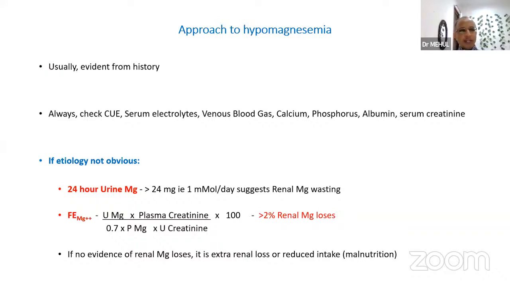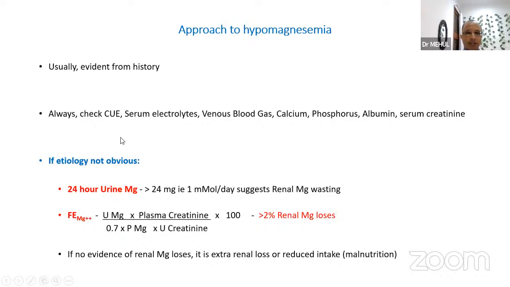Well, in most children, it is evident from history. A carefully obtained detailed history is what is required when approaching any child with a problem, specifically with hypomagnesemia. Always check complete urine examination, serum electrolytes, venous blood gas, calcium, phosphorus, albumin, and serum creatinine.